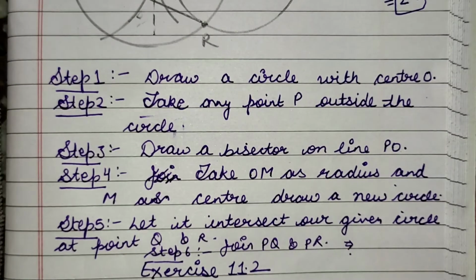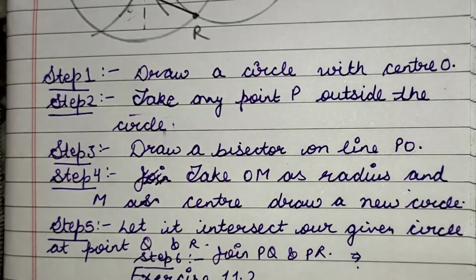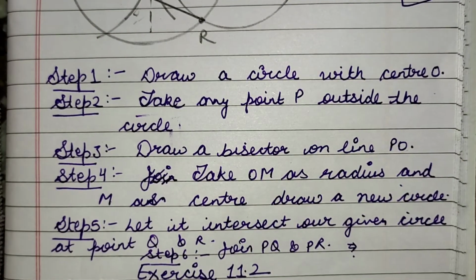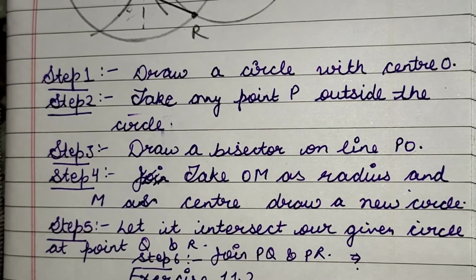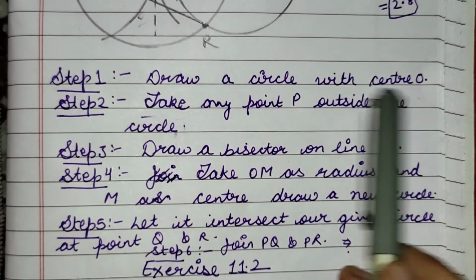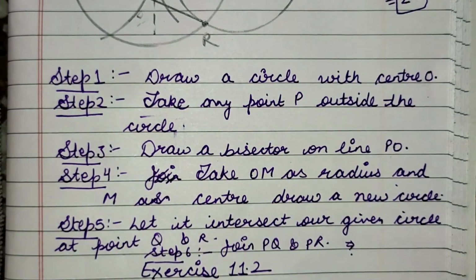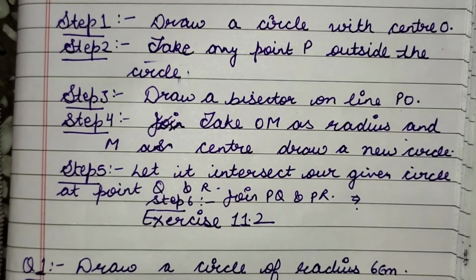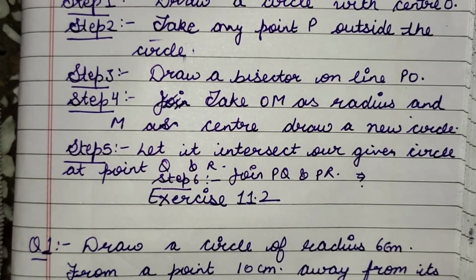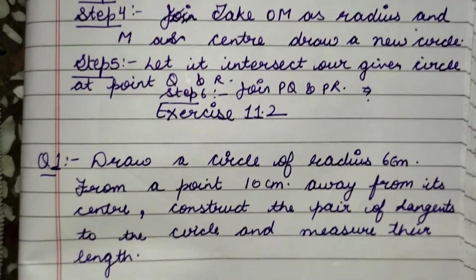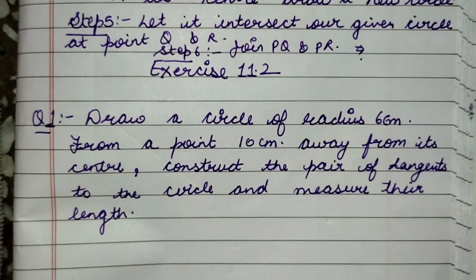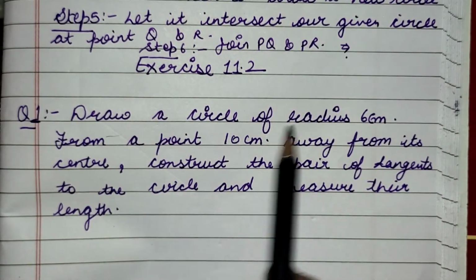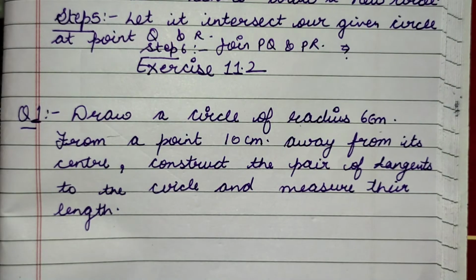Okay, so you have to write down the same steps in each and every question, but the difference will be that you have to add your given dimensions in the question. Okay, so let us start now exercise 11.2. Right, exercise 11.2 says what? Draw a circle of radius 6 centimeter.